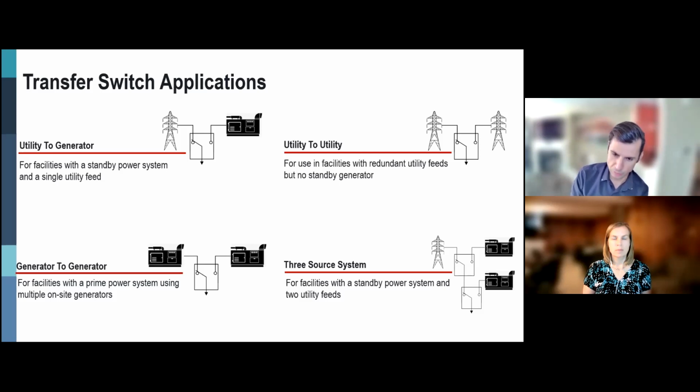two transfer switches. So for a 3-source system, I'm showing in here 2 generators backing up a utility, or it could be 1 generator backing up 2 utilities. So you'll have a utility to utility transfer switch, and the second transfer switch that's below that is for the generator, instead of 2 generators in here. So those are the most common applications for transfer switches.